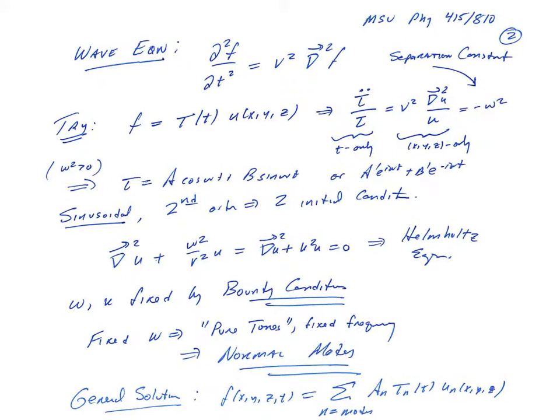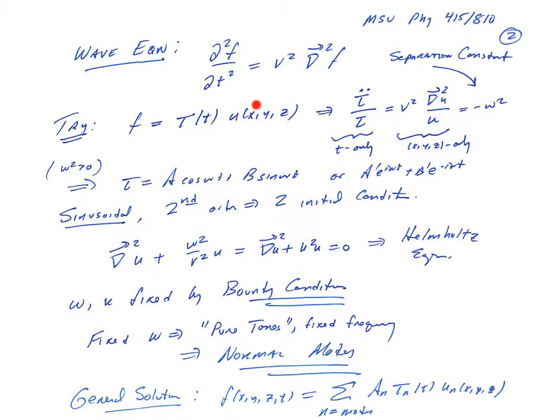So again, let's try to see what happens if we separate out the time dependence and we try a solution of the form tau times u. Again, we're not saying that every solution will be of this form, but we'll find a complete set of solutions of this kind, so that any arbitrary solution will be expressed as a linear combination of solutions of this form.